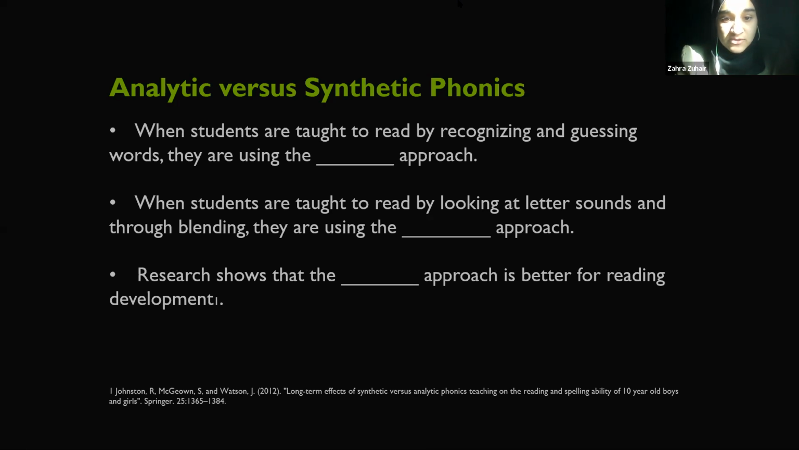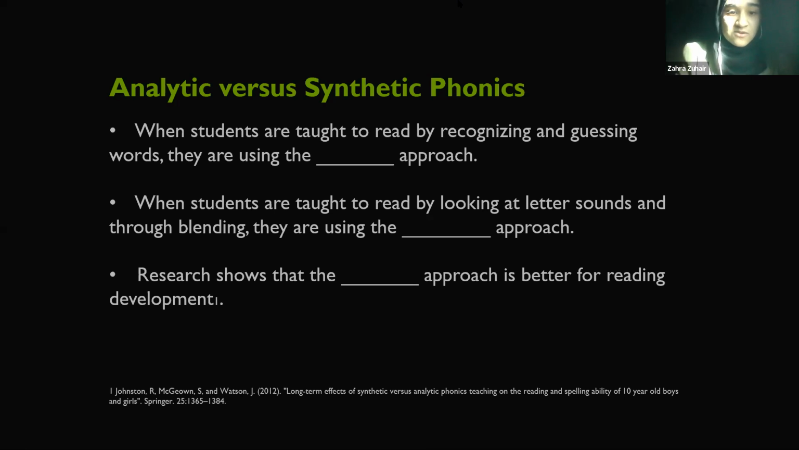Now, studies have shown, particularly a 2012 study by Johnston, McGowan, and Watson, that the synthetic approach is more effective. In fact, one of the observations of the study was that reading was above average level when students learn to read through the synthetic approach. Also, the synthetic approach helps students develop better reading, spelling, and eventually comprehension, which we will look at in the next slide.